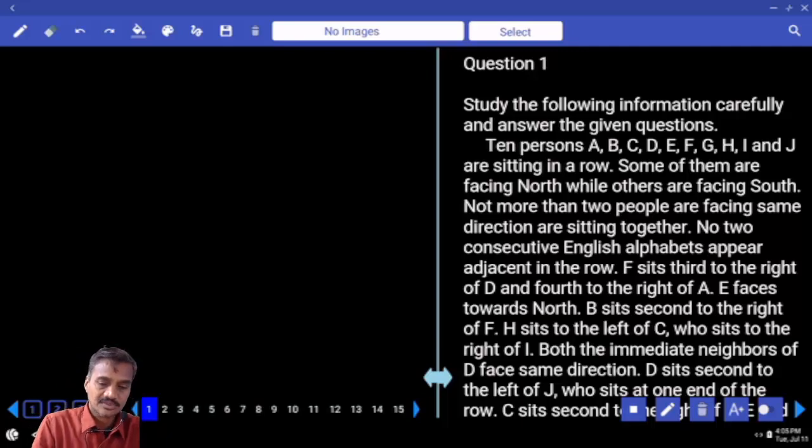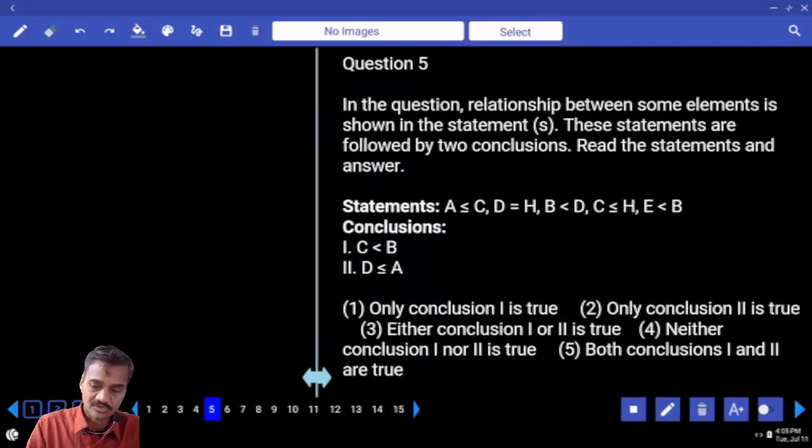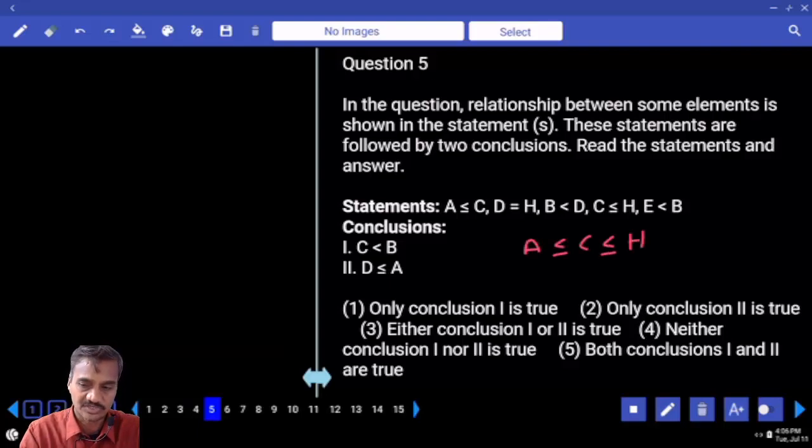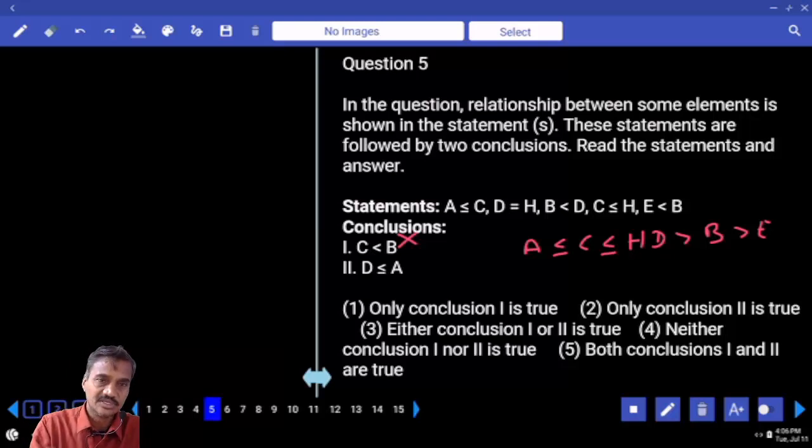Then coming to question number 5 onwards, there are just 3 questions based on this one. Now C and B. The combination of elements: A ≤ C ≤ H = D. B < D means D > B. E < B means B > E. Between C and B, two opposite symbols, no relation. A and D, A ≤ D, D ≥ A, that is again ruled out. So what is your answer here? Neither 1 nor 2, the choice for question number 5.